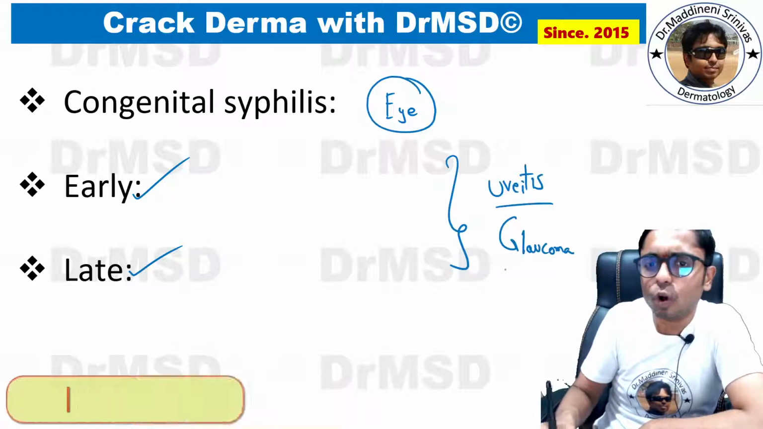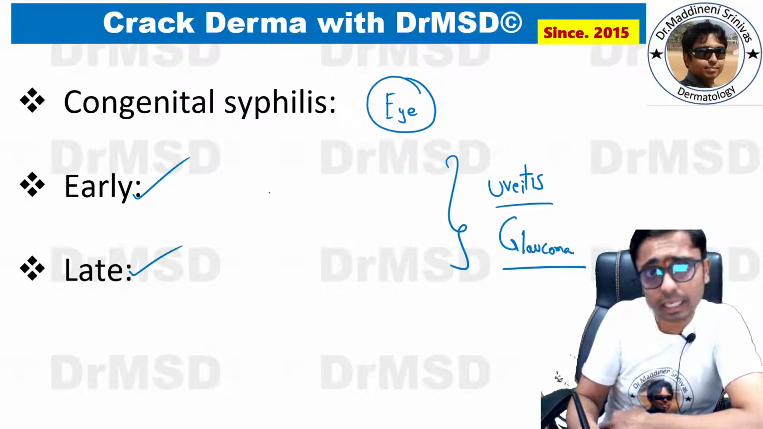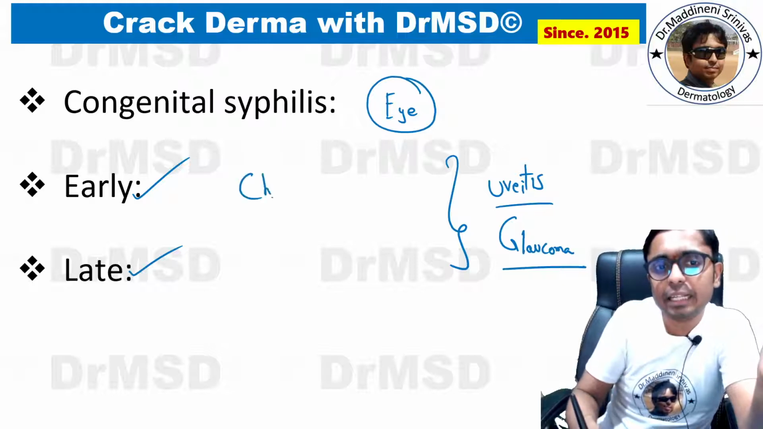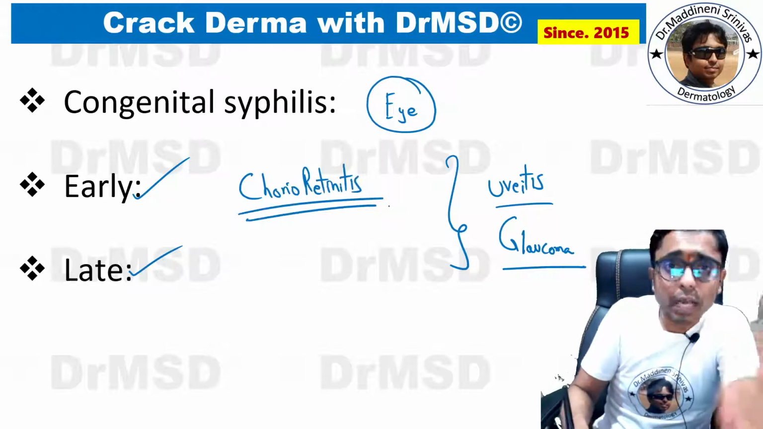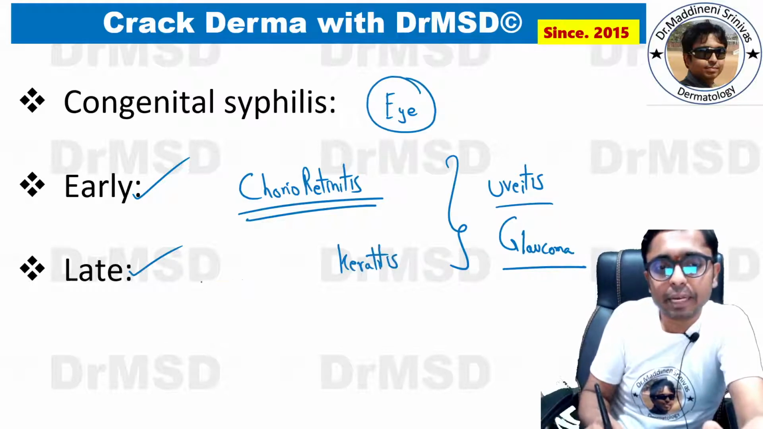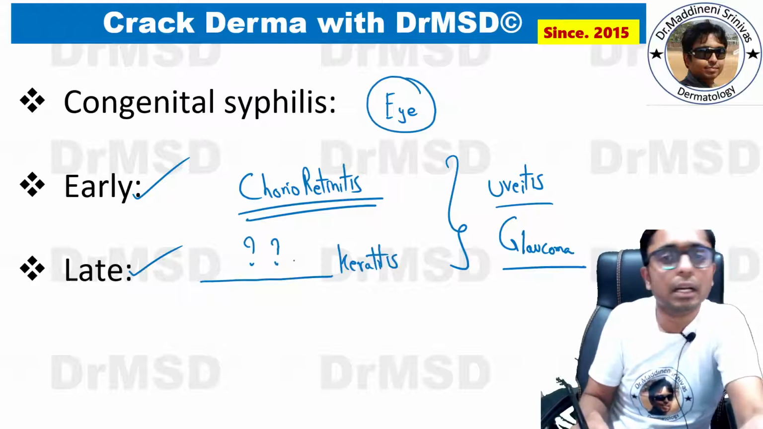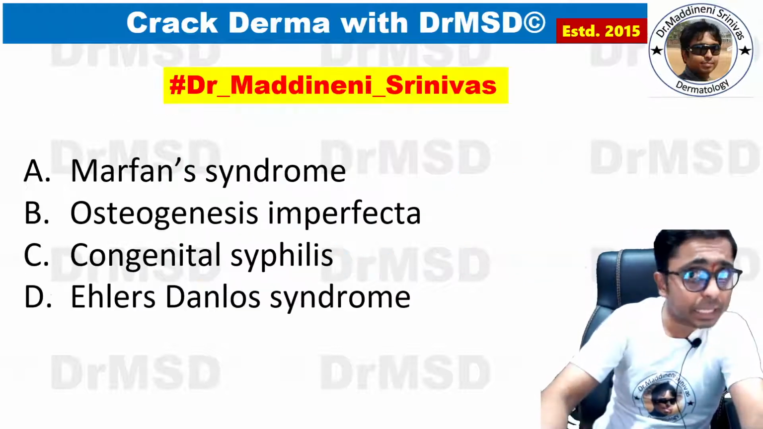These two will be common for both early and late, but in early congenital syphilis, the feature which can be seen very characteristically is the involvement of chorioretinitis. Chorioretinitis can be seen, this is important. And in the late, I don't want to tell the name of that completely, but it's a question for all of you. A special type of keratitis can occur in late congenital syphilis. If you know the answer for that, please leave your answer in the comment section below.